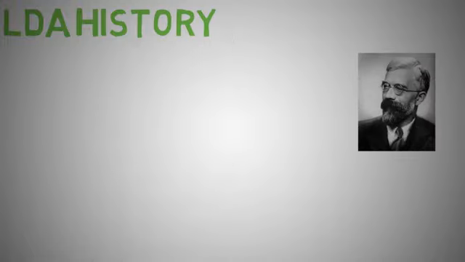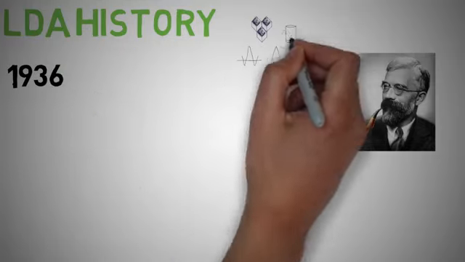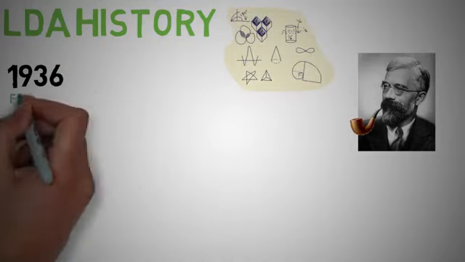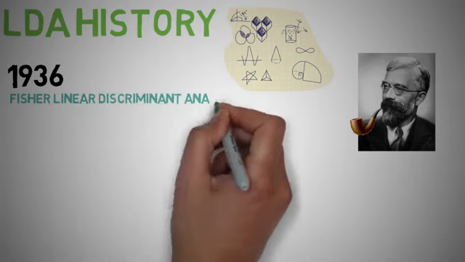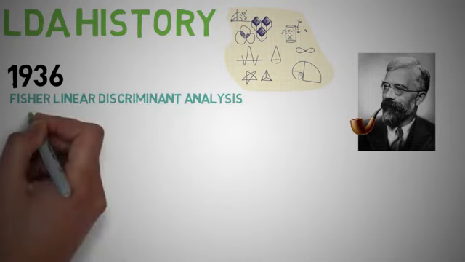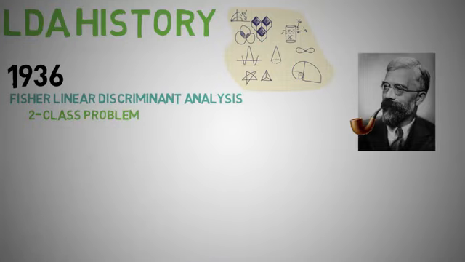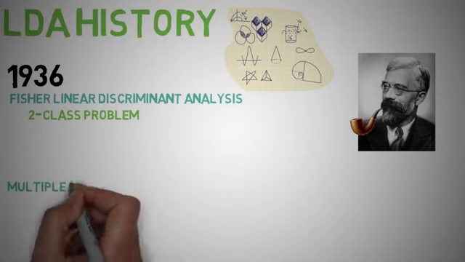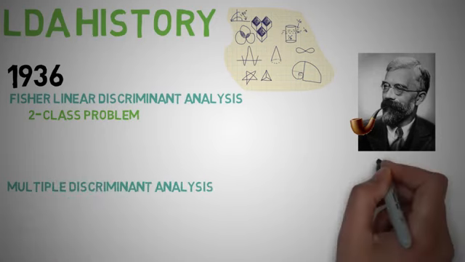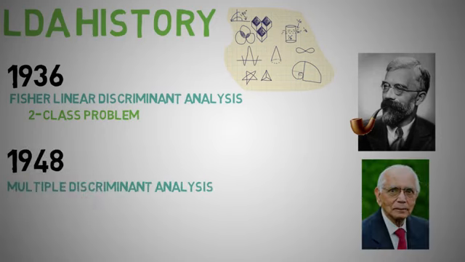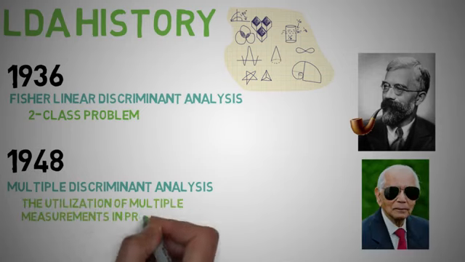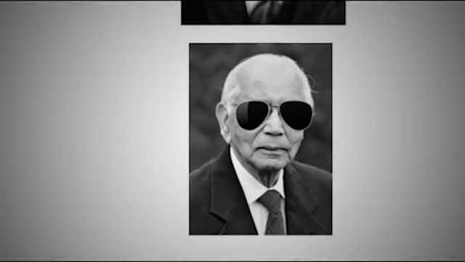Ronald A. Fisher formulated the linear discriminant in 1936, and it also has some practical uses as a classifier. The original linear discriminant, or Fisher linear discriminant analysis, was described for a two-class problem, and it was later generalized as multi-class linear discriminant analysis, or multiple discriminant analysis, by C.R. Rao in 1948 for his research, The Utilization of Multiple Measurements in Problems of Biological Classification.